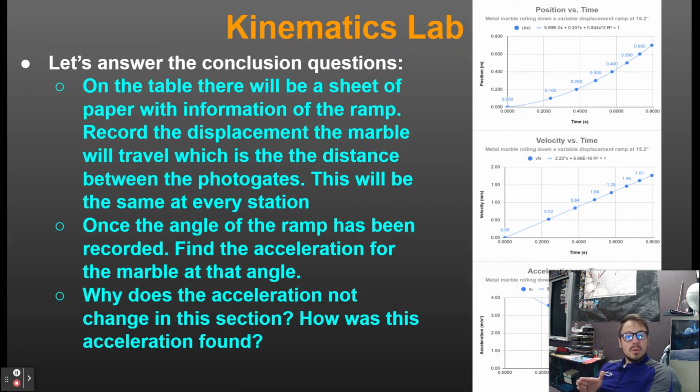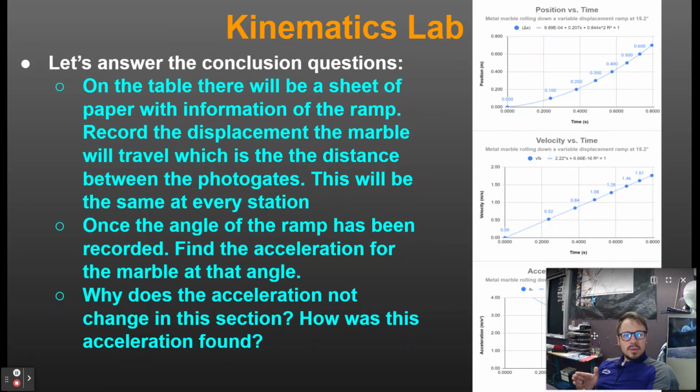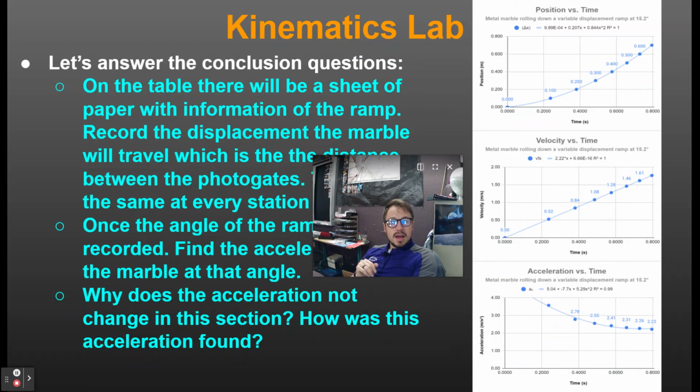So what we did was we broke it down, and we were able to get our three graphs: the position versus time, velocity versus time, and acceleration versus time. And you can see here that the slope of the position versus time is going to be different, which means my velocity is always going to be increasing, which means that it's going to have an acceleration.